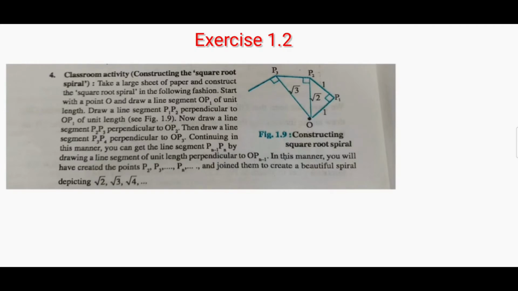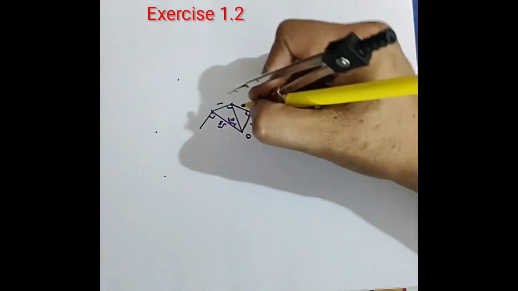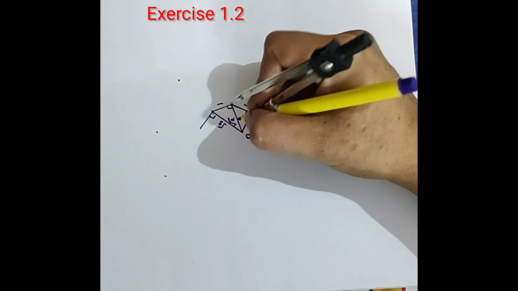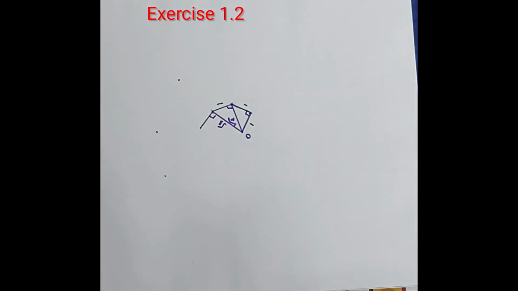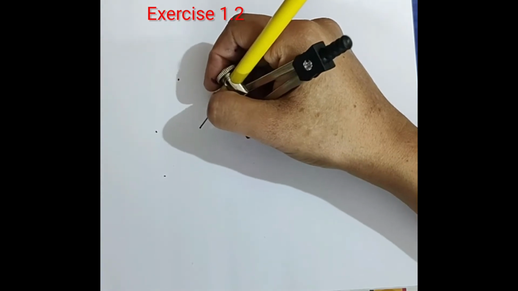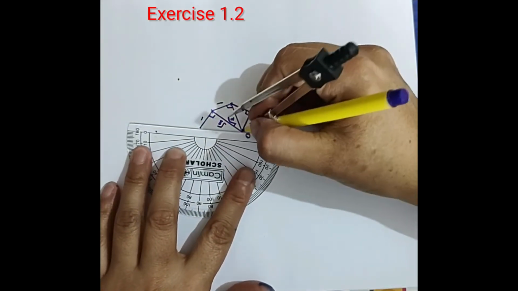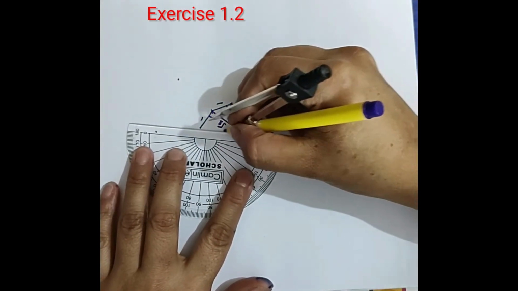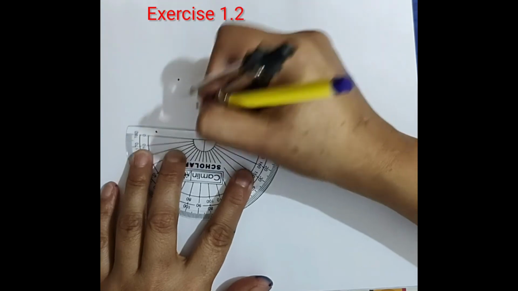So last question, fourth question here, is this classroom activity. Let's do this also in next page. Here in this question we have to complete this spiral. So here what we are doing, this is 1, this is 1, this is square root of 2, then this is square root of 2, 1, and this will come square root of 3. After that, if I draw a perpendicular here, then this will be 1 unit, and again I will join this point with O.